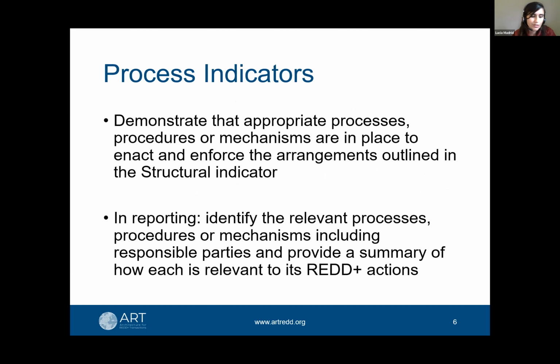The process indicators demonstrate that appropriate processes, procedures, or mechanisms are in place to enact and enforce the arrangements outlined in the structure indicator. For the process indicator for all themes, participants will need to identify the relevant processes, procedures, or mechanisms, including responsible parties, and provide a summary of how each is relevant to its REDD+ actions.